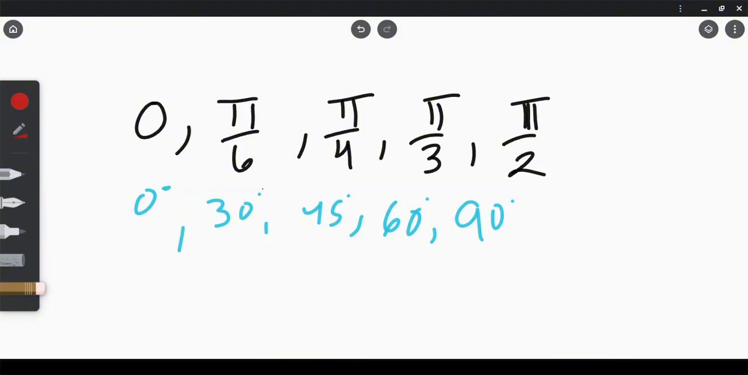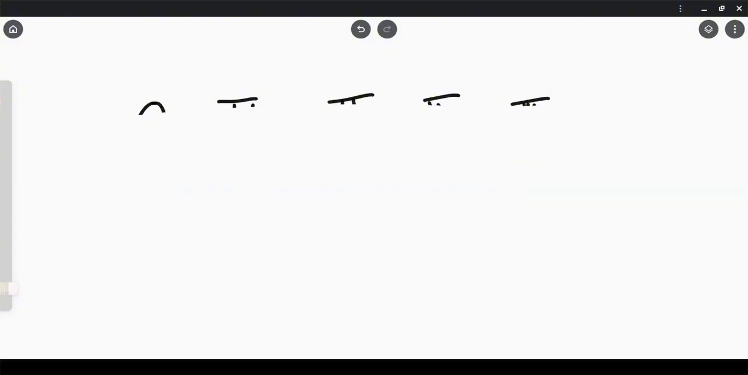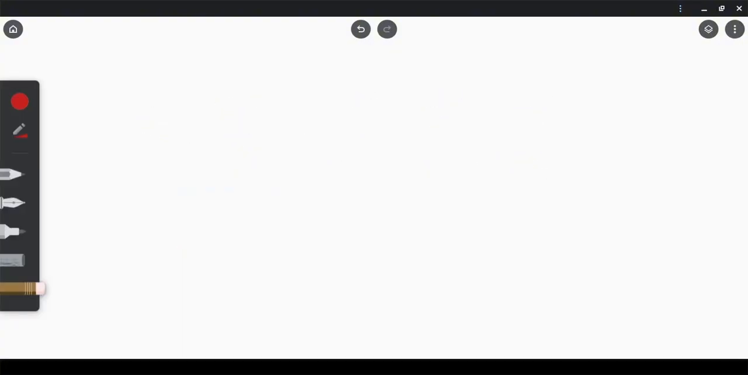This is sometimes asked in tests or quizzes where you actually have to convert. I would recommend to memorize this and start practicing it. But the real thing we have to know is the unit circle. So let's get to it.